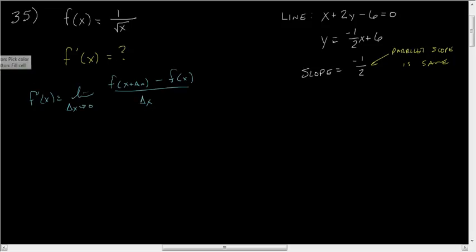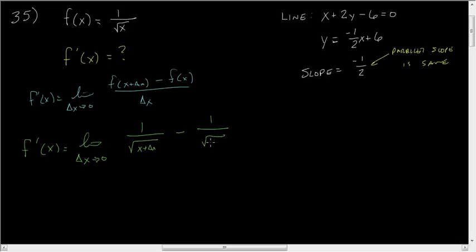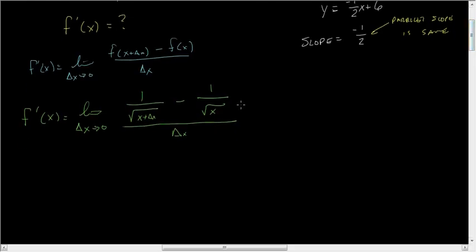So that means our derivative is equal to the limit as delta x tends to 0 of 1 over root x plus delta x minus 1 over the root of x, all over delta x. That's just using substitution. In order to do the subtraction up top, we have to have a common denominator.